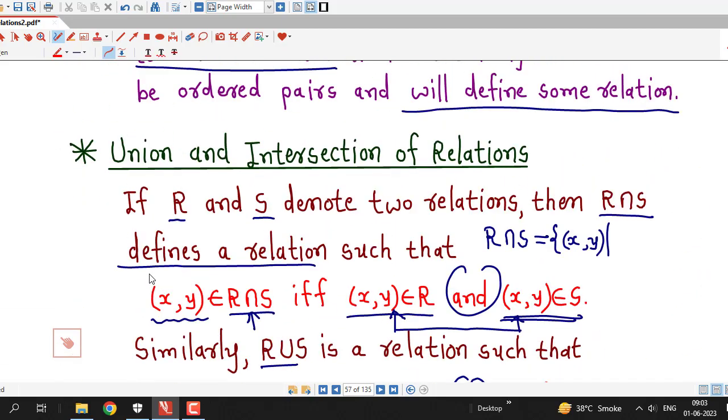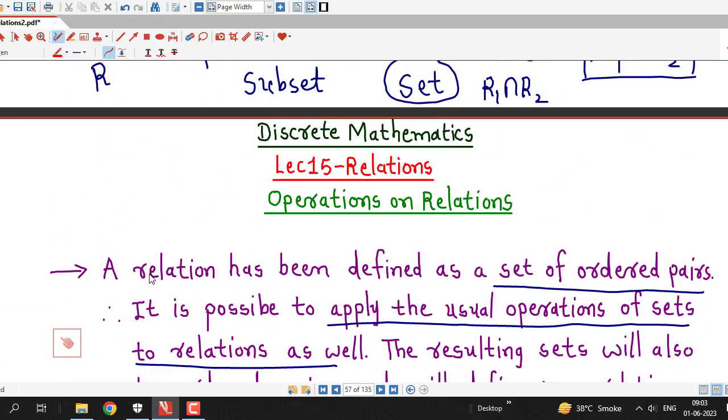We can talk about operations on relations, and we can talk about all those operations which we have discussed for sets. Whatever operations we have discussed in set theory for sets, we are going to repeat all those operations on relations here, because relations are nothing but special types of sets. So we will be discussing operations on relations in upcoming lectures in this series.